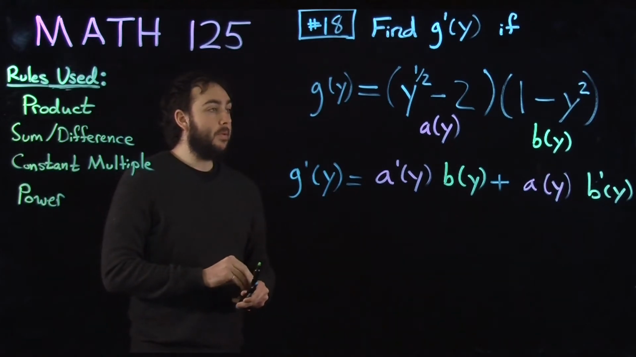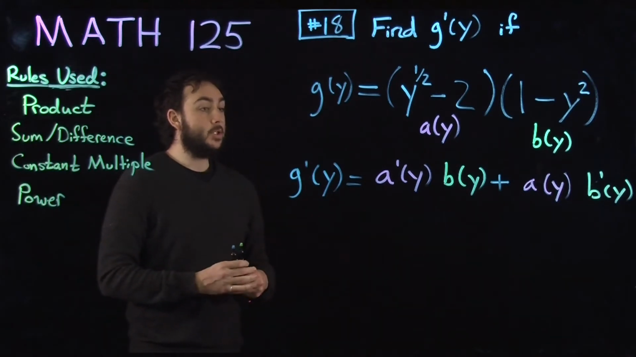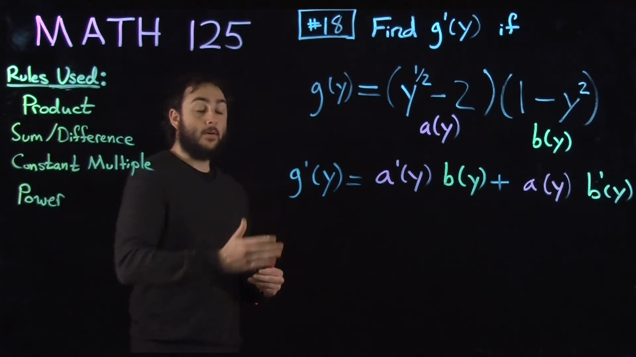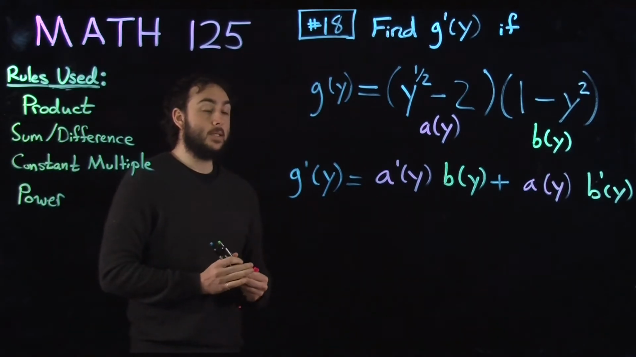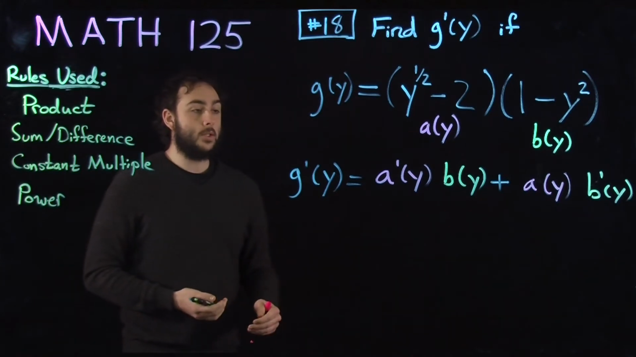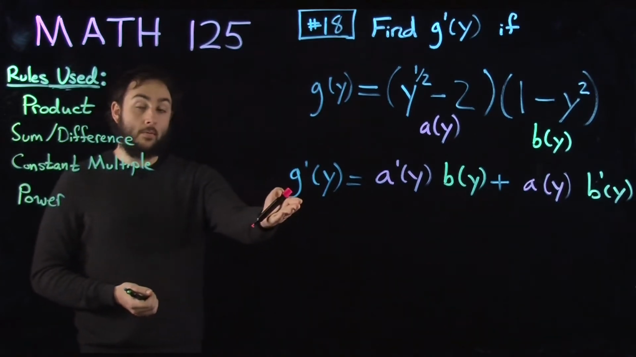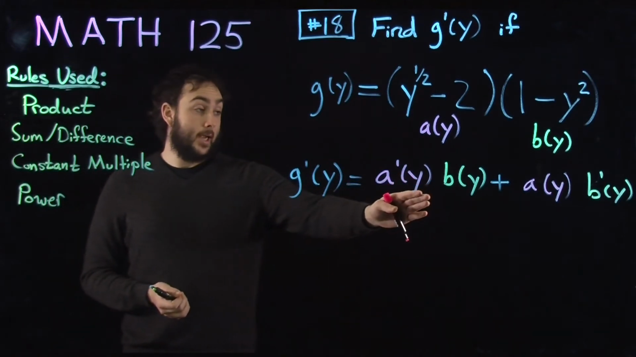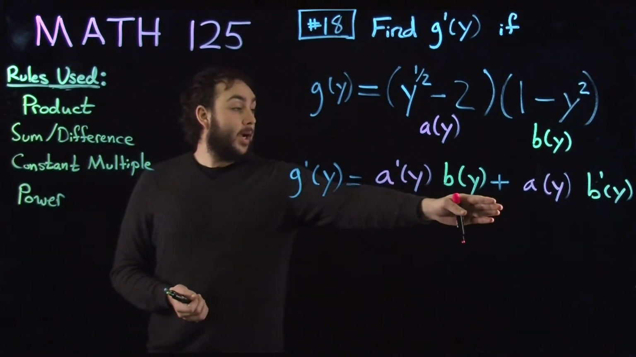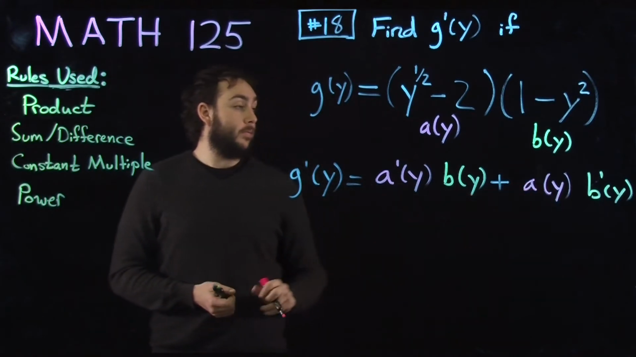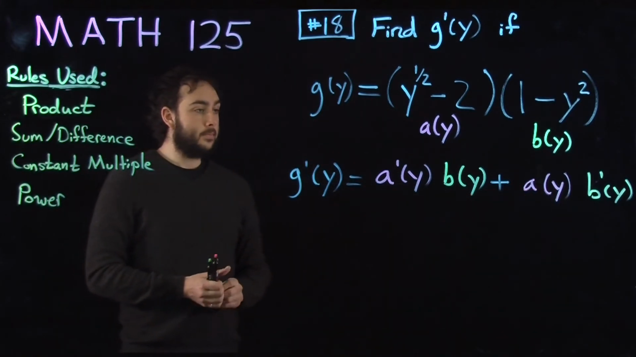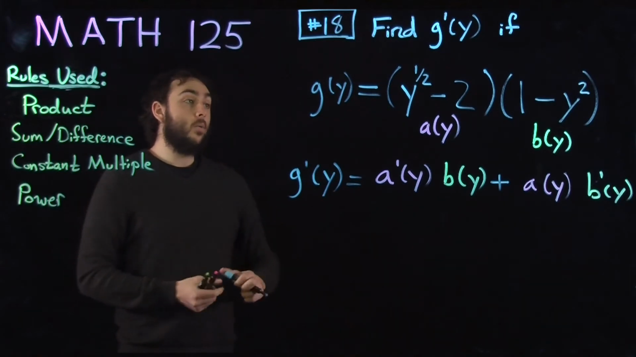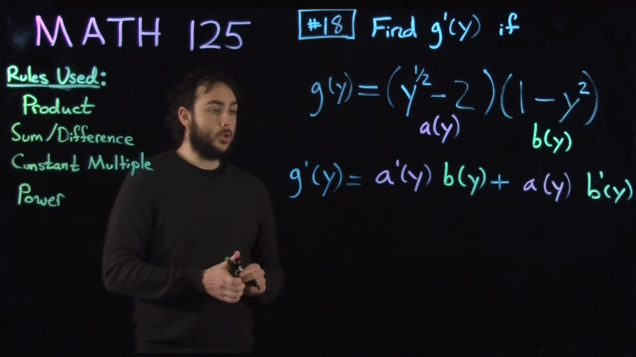Now, before we differentiate these terms, we should think about the structure of the problem. And as our function g is a product a times b, we're going to want to use the product rule, which says the derivative of g is the derivative of a times b unchanged, added to a unchanged times the derivative of b. Once we've established what this is going to look like, now we just compute these individual terms.